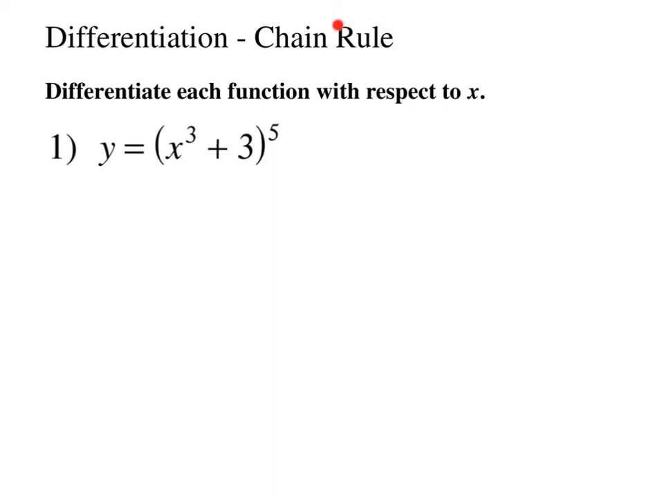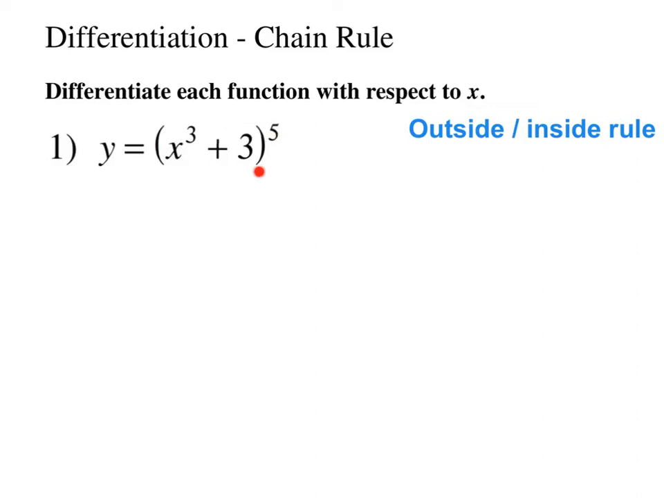Differentiation using the chain rule. We want to differentiate each function with respect to x. I'm going to use the outside-inside rule to differentiate y equals (x cubed plus 3) to the power of 5. The outside-inside rule tells me that I need to differentiate the outside function, and then differentiate the inside function and multiply them together.